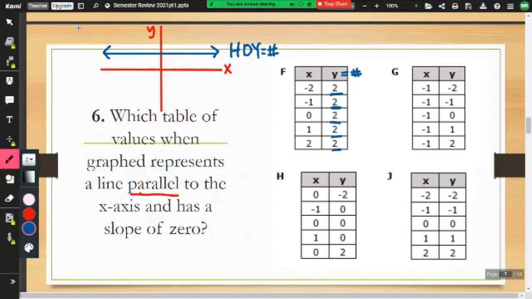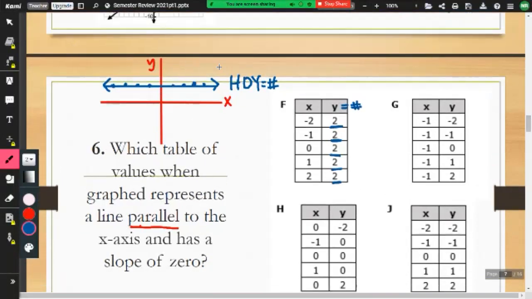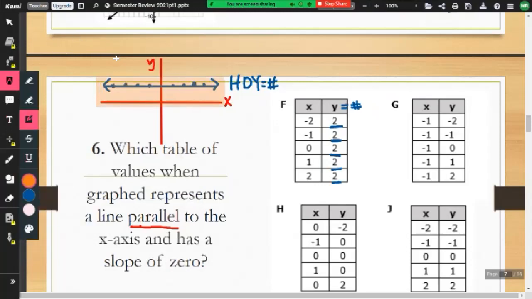Because I can pick any point on this line. This is -1, 2; -2, 2; -3, 2; -4, 2. I can pick any point on this line and my y will be 2 every single time. Now, they do also give you scratch graph paper on the STAAR test. So you can draw yourself a little graph and plot all of these points and notice, hey, the points from answer F give me a line that is parallel to the x-axis. So that could also help you in a way. Okay. Does everybody have that? Any questions on that?